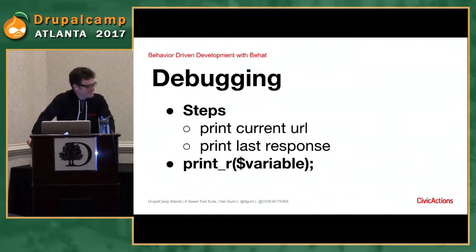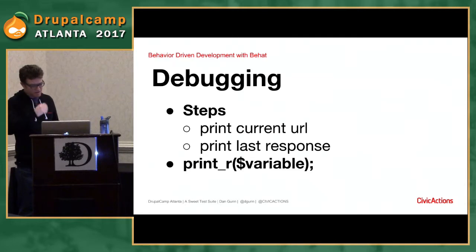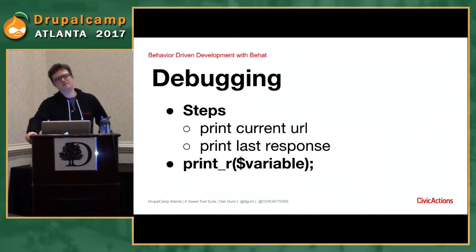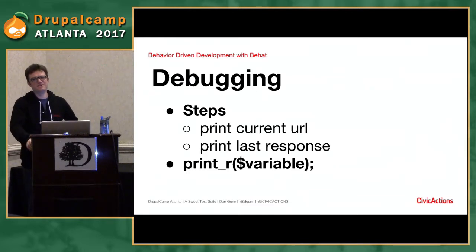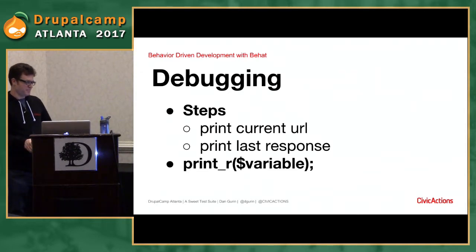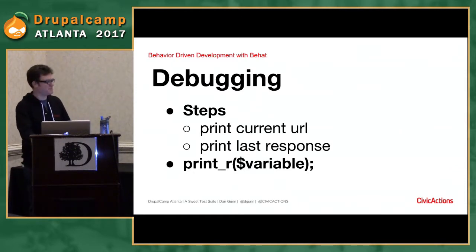So when you go into debugging, there are some steps that you can use. You can print the current URL. You can print the last response, and then you probably would want to take those steps out of your tests in the end. I don't know, maybe you want to leave them in, but they seem like pretty debuggy kinds of steps. You can also use the print_r function and then just put the variable in there, and that'll show you what's actually happening, which may or may not be what you think is happening.